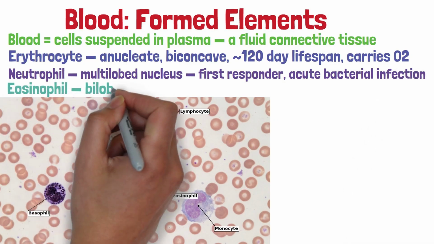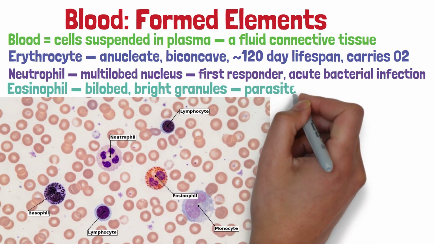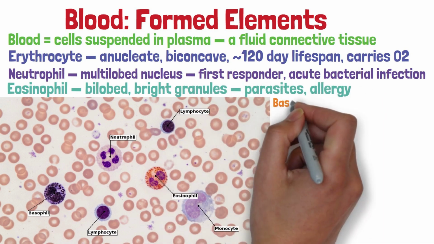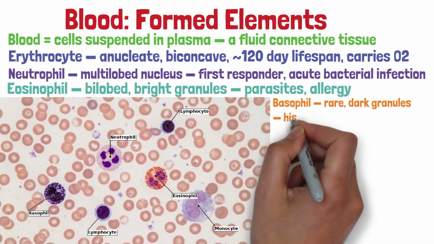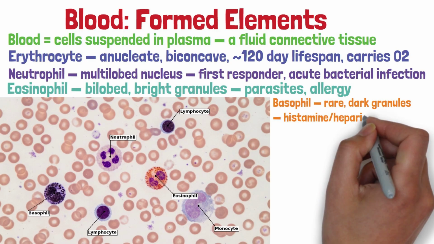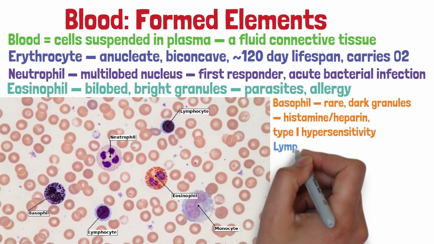Eosinophils have a bilobed nucleus and bright red-orange granules. Think parasitic infection and allergy. Basophils are rare, with dense dark granules full of histamine and heparin, same type 1 hypersensitivity mechanism as mast cells.